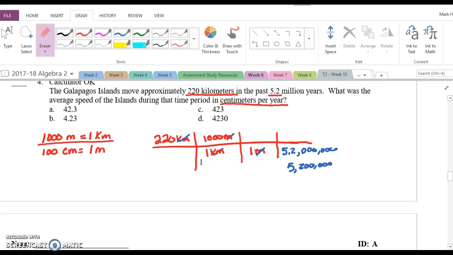seen here. There were 100 centimeters in 1 year. So when we multiply everything on top and divide by 5,200,000, we get 4.23 centimeters per year.